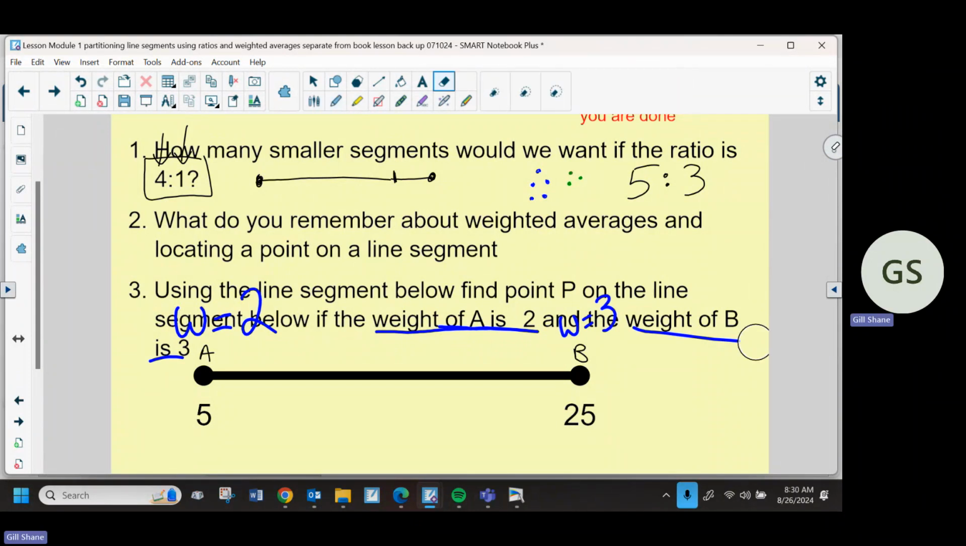All right, that was step one. Find the weights and write the weights above or below the point or next to the point, whatever you want to call it.